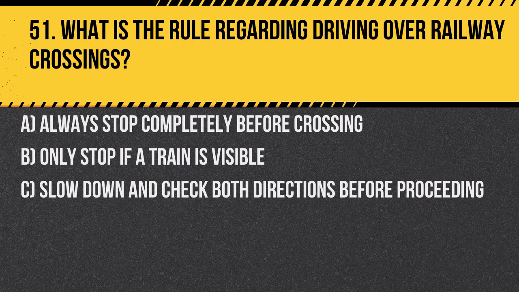A. Always stop completely before crossing. B. Only stop if a train is visible. C. Slow down and check both directions before proceeding.